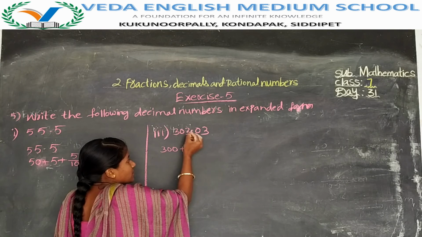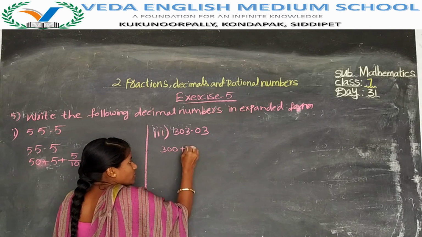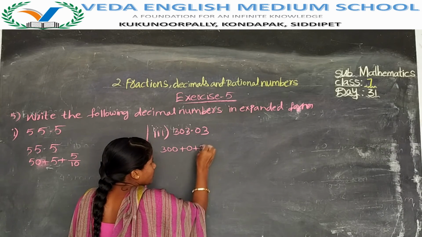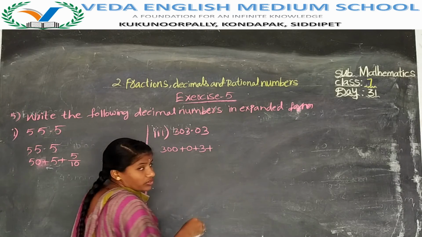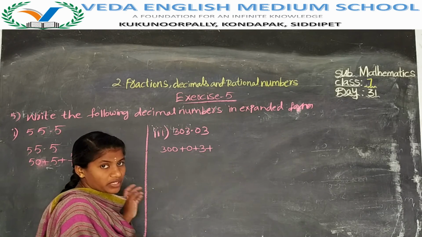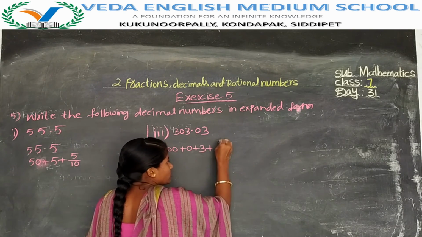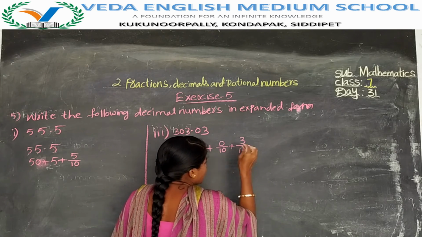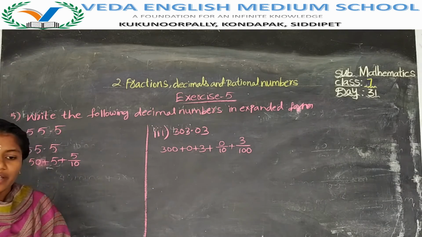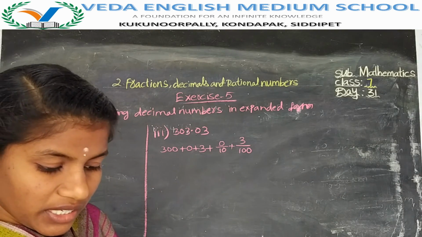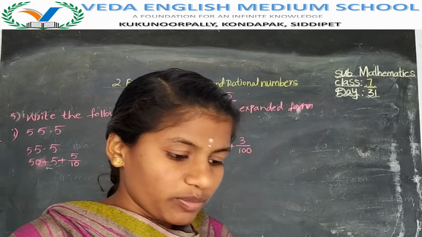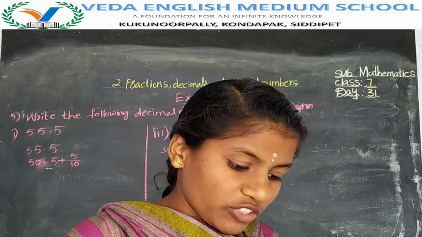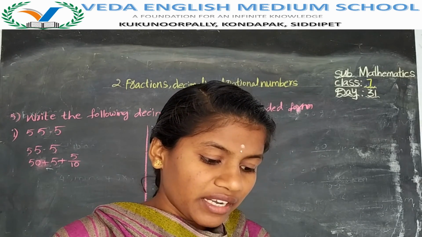But write there: ones, tens, hundreds. Tens means you will get 0. Ones means 3 only. Plus here you have 0. For the 0 no need to write, but write here tenths. So 0 by 10 plus 3 by 100. Like this you have to write the expanded form. Understand?